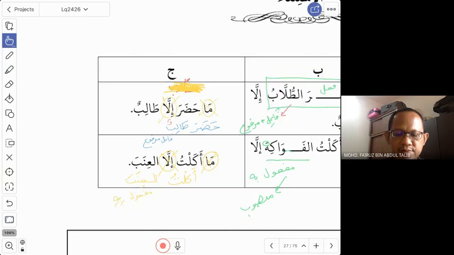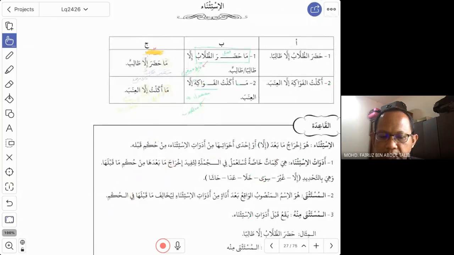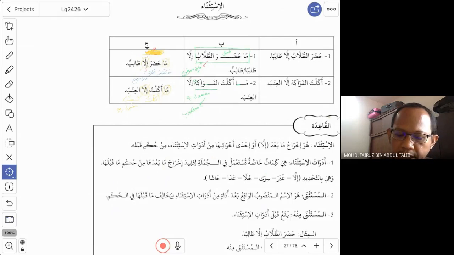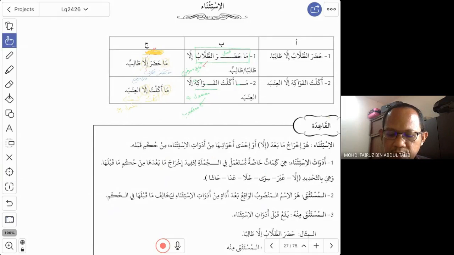Boleh ya? Okay. Good. So it is not hadara, because if you look at the two words hadara and talib, they are two different words. Talib is a noun, hadara is a fi'il. That is another way of checking whether it is mustasna minhu or not. Okay, any other question for mustasna minhu and the three hukum?